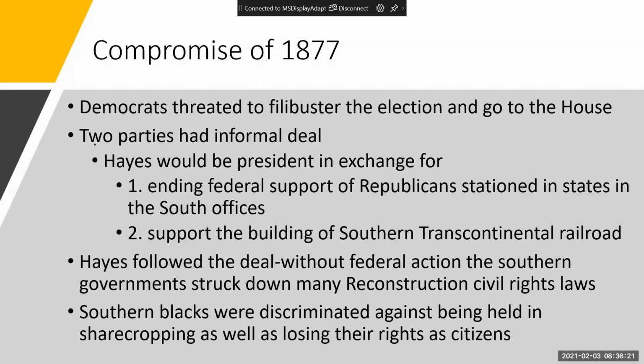This is known as the Compromise of 1877. So they form a deal. The deal would be that Hayes would become the president, but in exchange, there would be the ending of the federal support of the troops stationed in all the states in the South. Basically, they would have to draw everyone out of there. And secondly, they would support building a transcontinental railroad in the southern states.